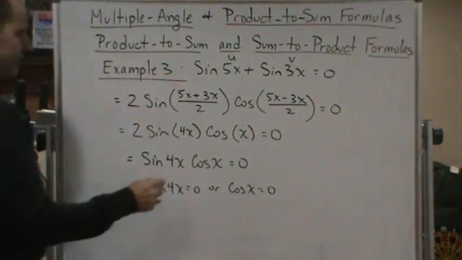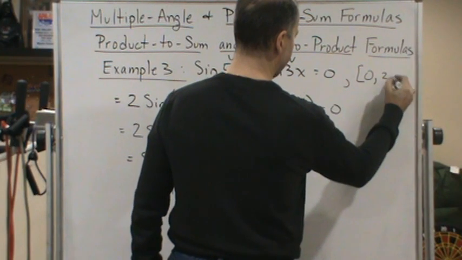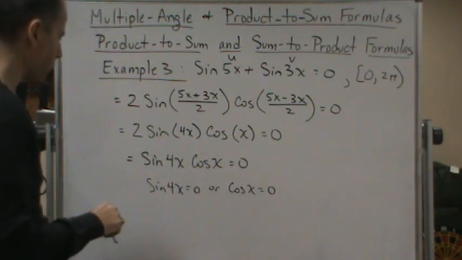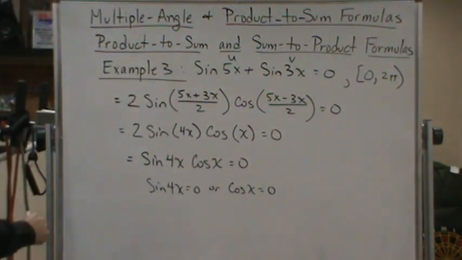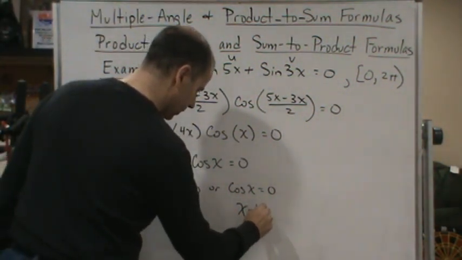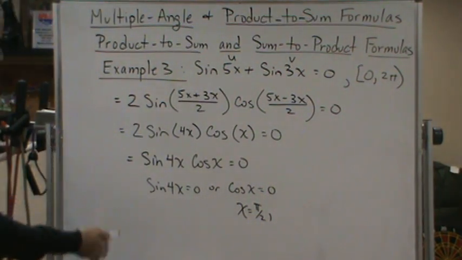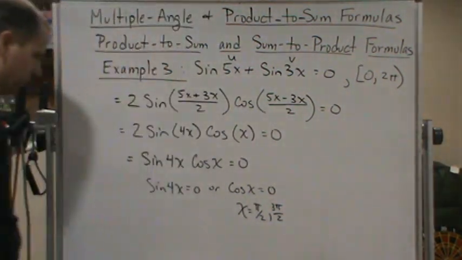Well, what values of x, if we're talking about from 0 to 2 pi, let's say. I don't think they gave one, but let's just start with the solutions from 0 to 2 pi. So from 0 to 2 pi, cosine x is 0 at what? Pi over 2 and 3 pi over 2, right? So cosine x equals 0 when x is pi over 2 and 3 pi over 2.